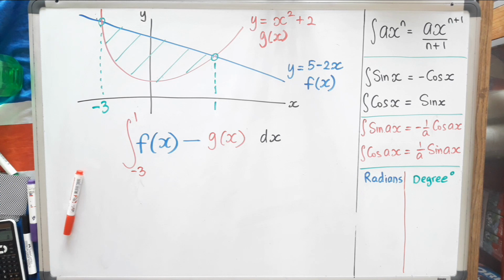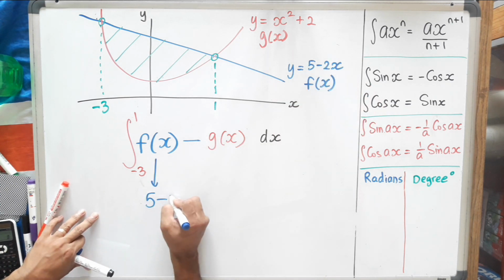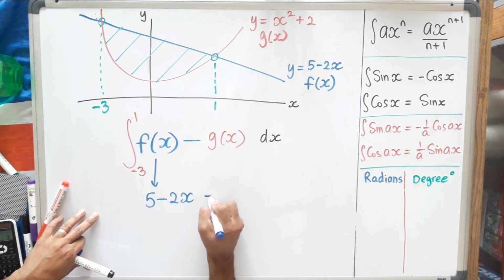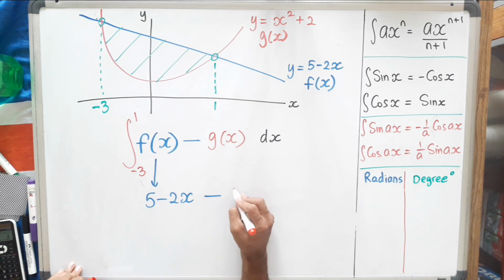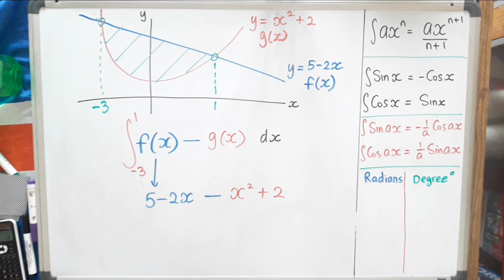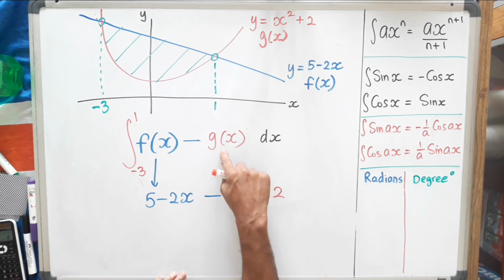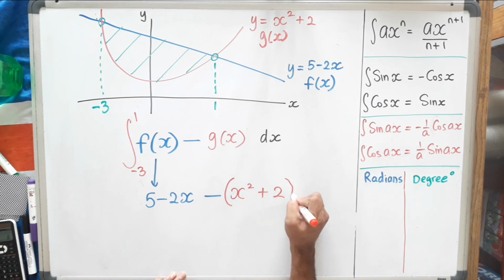Okay. How much is f(x)? f(x) is 5 minus 2x. We have to subtract, and then we're going to put g(x). g(x) is x squared plus 2. You see, if I write it like this, I'm going to get this question wrong. Because when I write it like this, it looks like only the x squared is minus. But remember, this whole function is subjected to this minus sign. So you have to make sure and put the whole thing in brackets.